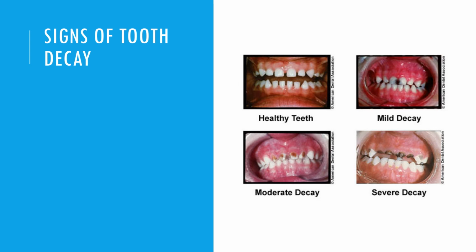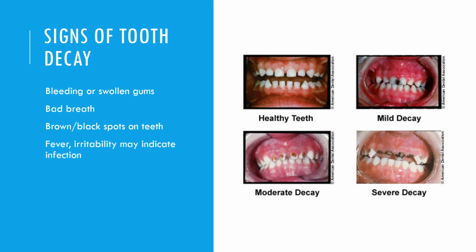Signs of tooth decay. Tooth decay includes bleeding or swollen gums, bad breath, brown or black spots on the teeth, and if infection is present, the child may have a fever and become extremely irritable.